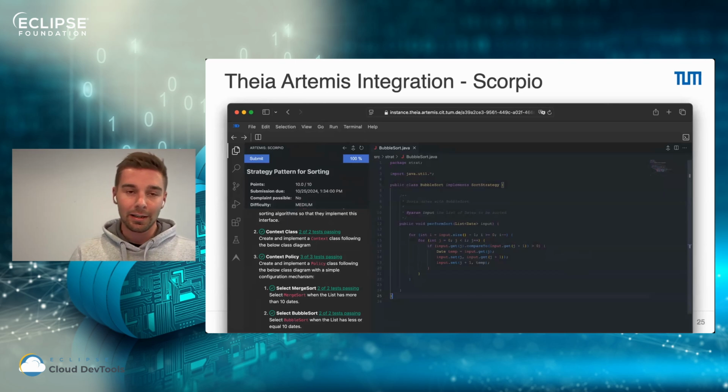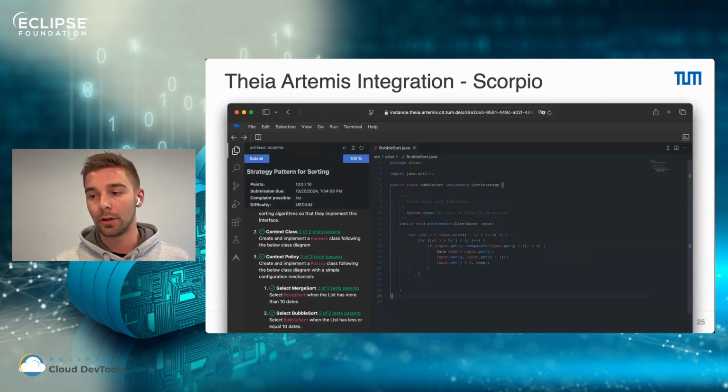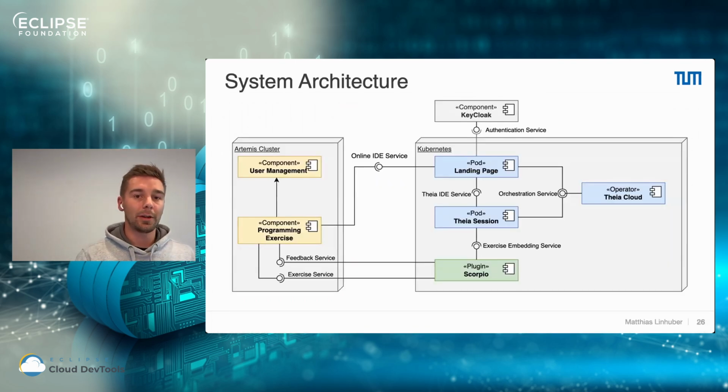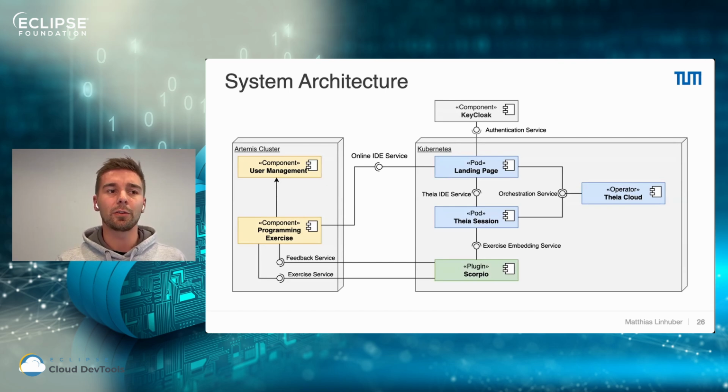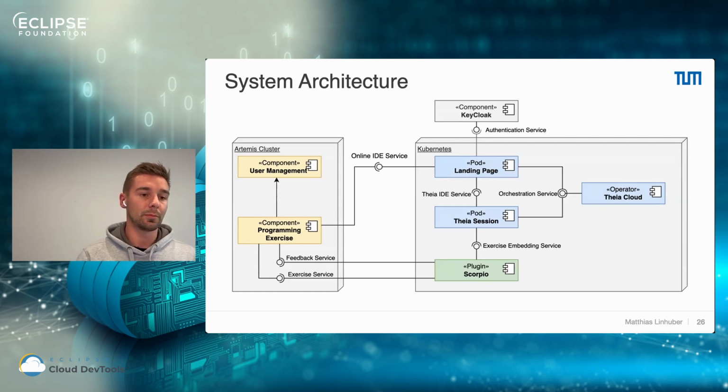Good. So now let's dive a little bit deeper into the technology. I brought you this diagram and I will guide you through, so no need to be scared of all the lines. I will just try to explain that real quick here. On the left-hand side, we have the Artemis cluster. This is, again, our learning platform. And this is a very simplified diagram here. You can just assume we have some kind of user management, and we have a component that provides programming exercise functionality. The programming exercise component will expose two services for feedback and for obtaining the exercise.